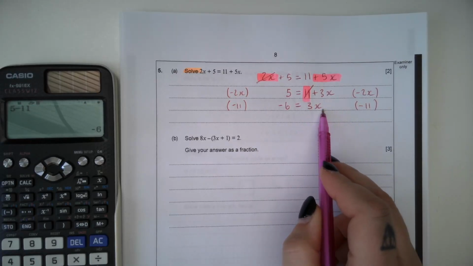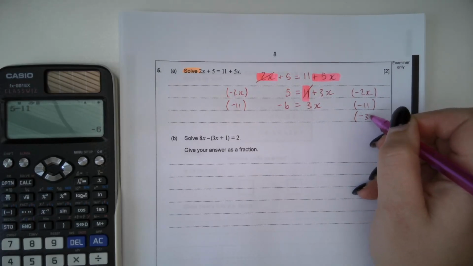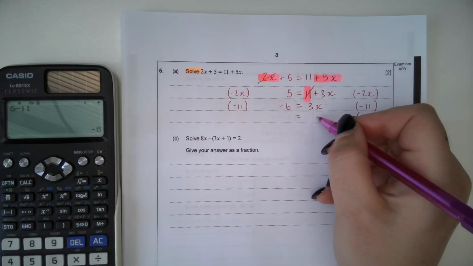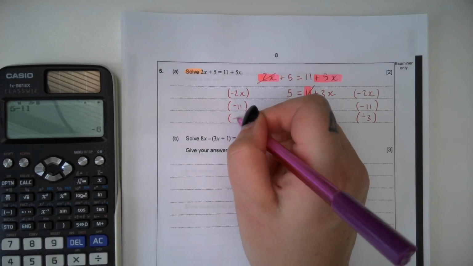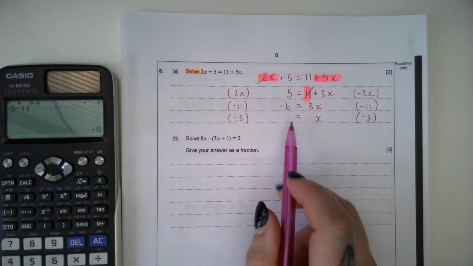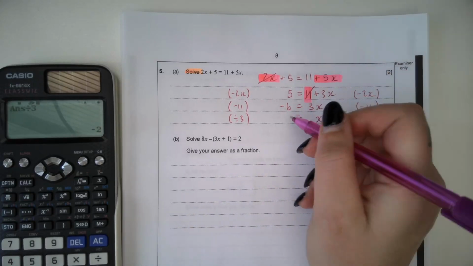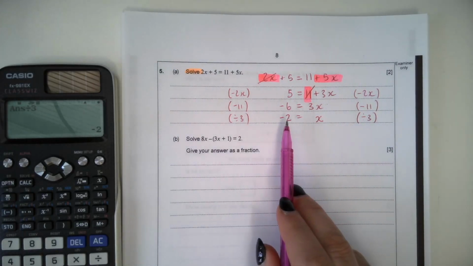3x is 3 multiplied by x. The inverse of multiplying by 3 would be to divide by 3. So when I divide by 3, 3x divided by 3 gives me x. So I've isolated x on its own. I have to do the same to the other side. So negative 6 divided by 3 is negative 2. Again, I'm using my calculator to make sure that I don't go wrong when I'm dealing with negative solutions. So x is equal to negative 2.